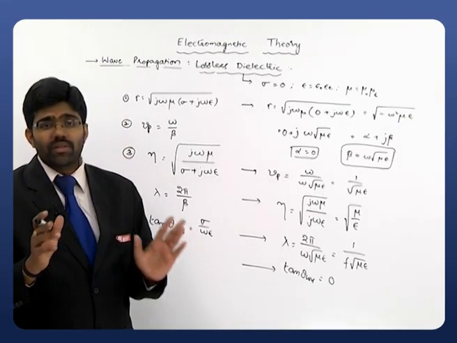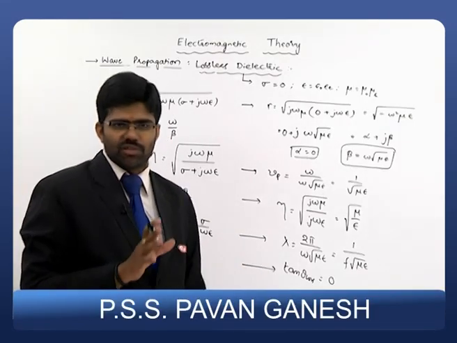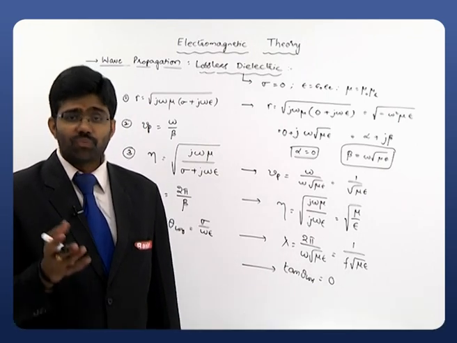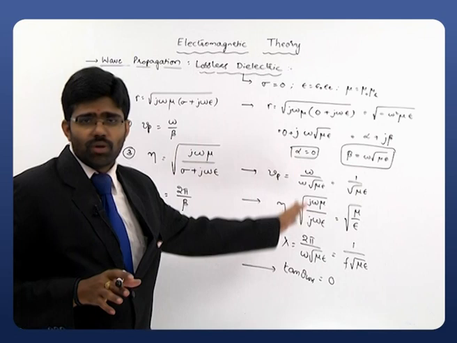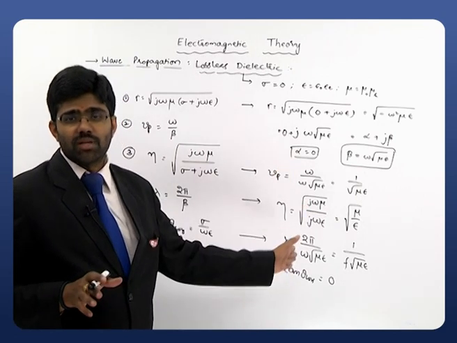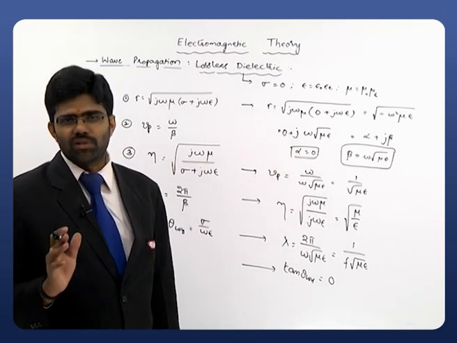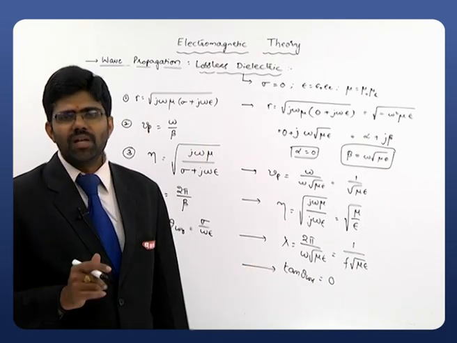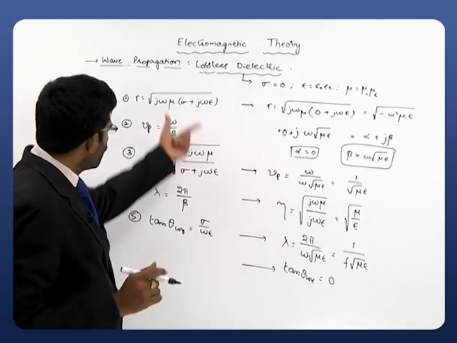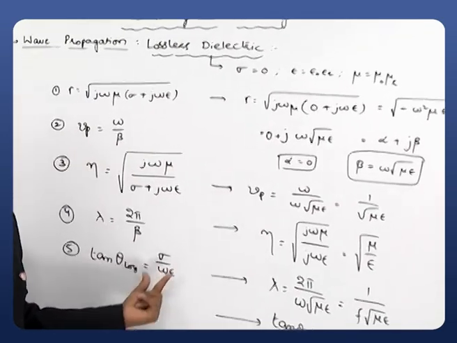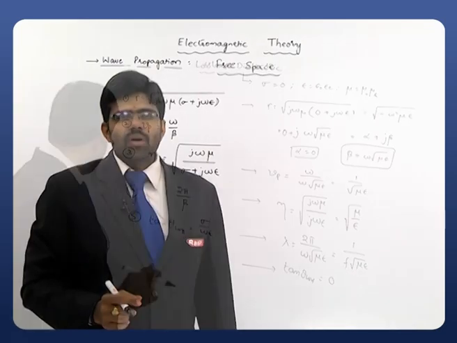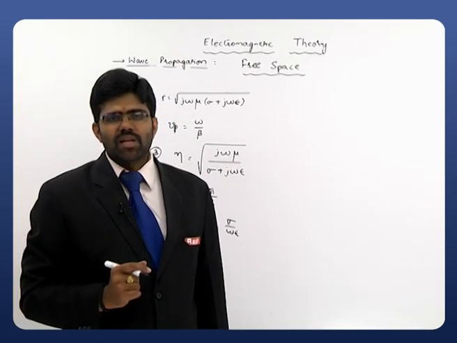Now we have to go for a similar analysis for another medium also. What we do is we will take free space. For free space, we will observe what these parameters are. That is very important to remember also, because in most of the examinations, the characteristics of free space are directly asked. So we will try to get the solutions of these equations for free space.